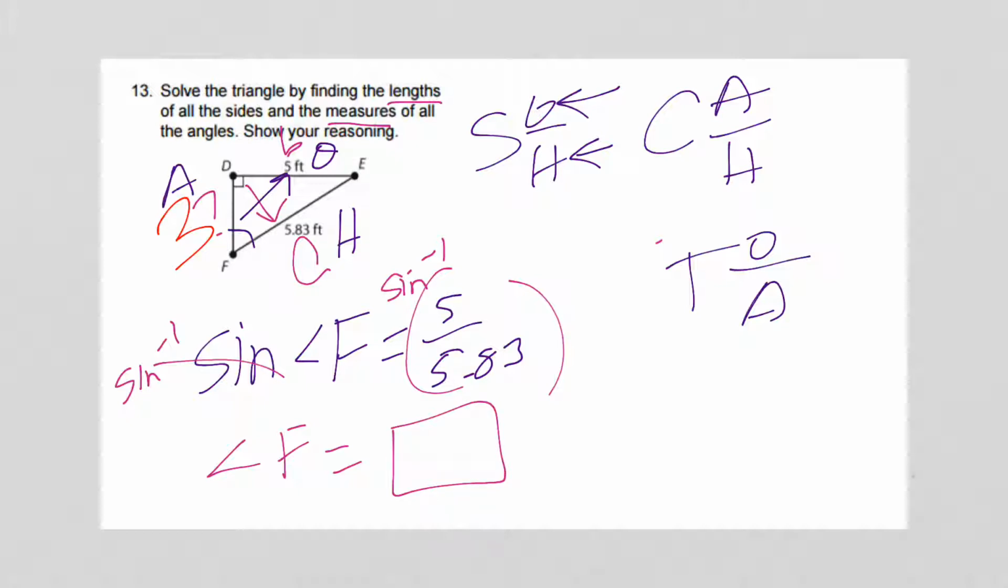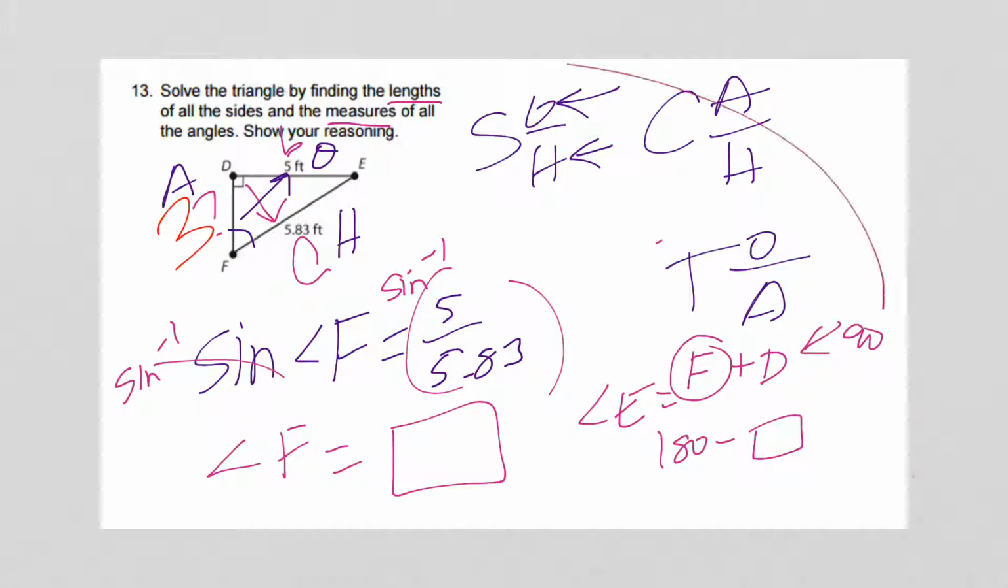Now that you have angle F, you can easily find angle E by adding the angle F that you just found plus angle D, which is 90 degrees, and then subtracting it from 180. D is 90 degrees because they tell us it's 90 degrees. And whatever you get, subtract it from 180. That'll give you the measurement of the last angle.